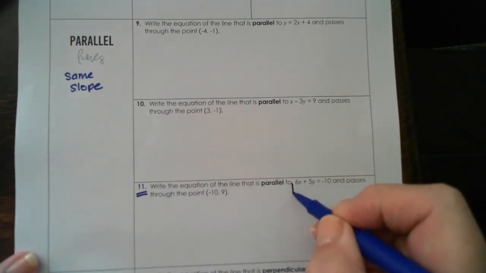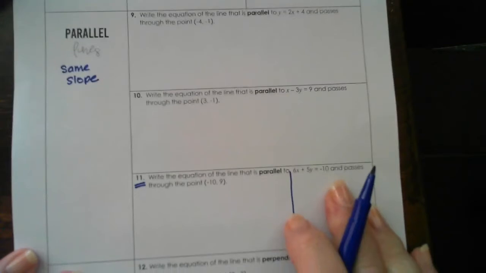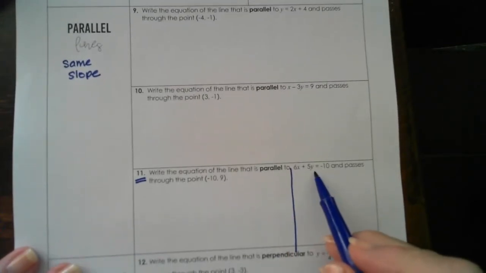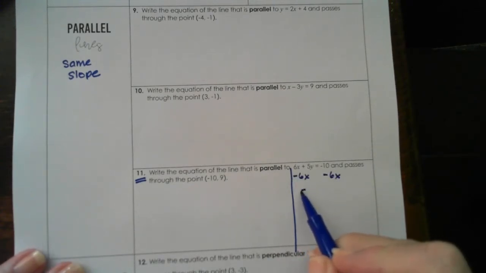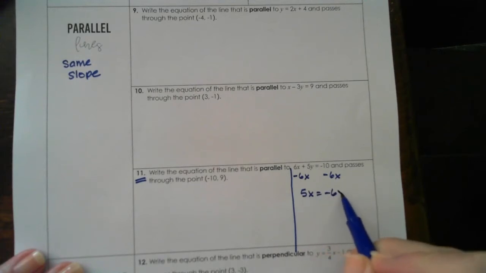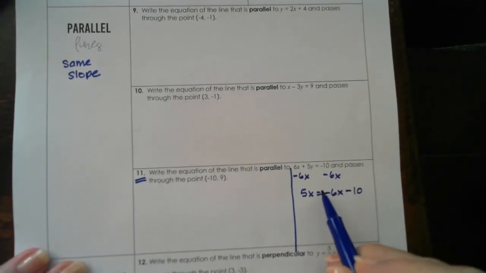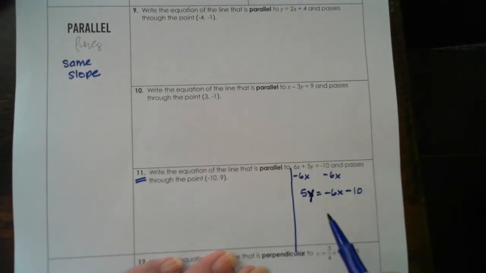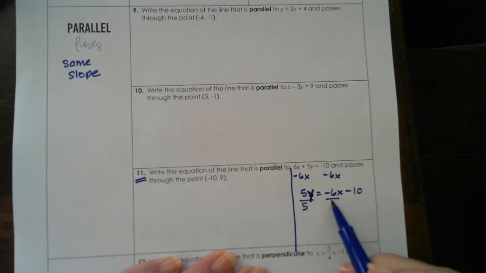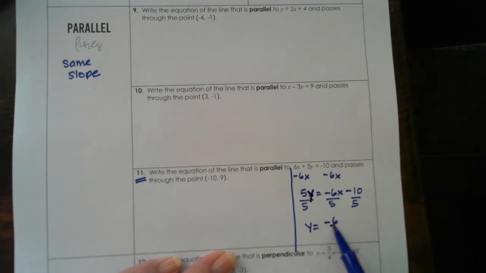I need to find the slope. I'm just putting a line here to do my work over here. I need to find the slope of this line. One method would be to solve for y. So let's do that one first. I'm going to subtract 6x from both sides. When I do that, I end up with 5y equals negative 6x minus 10. I'm sorry, it's 5y, not 5x. We're going to divide everything by 5, and we end up with y equals negative 6/5 x minus 2.